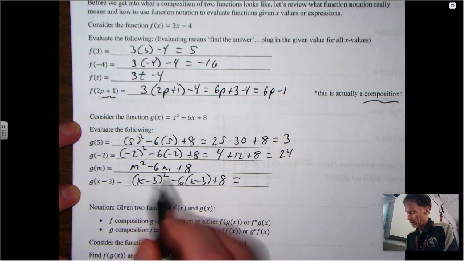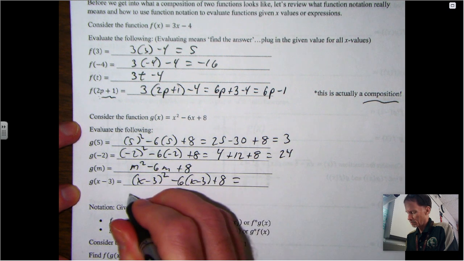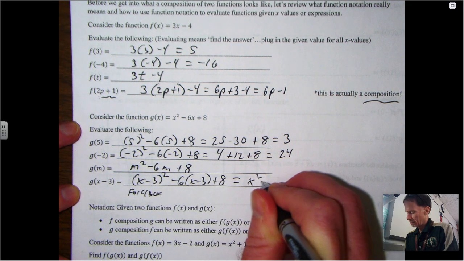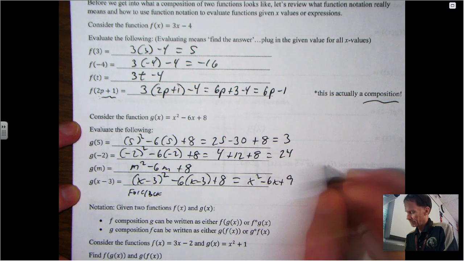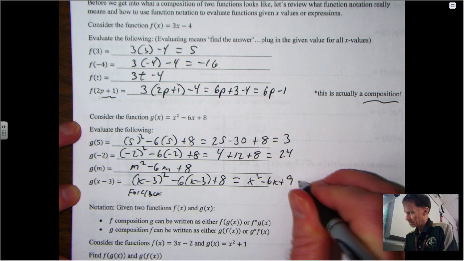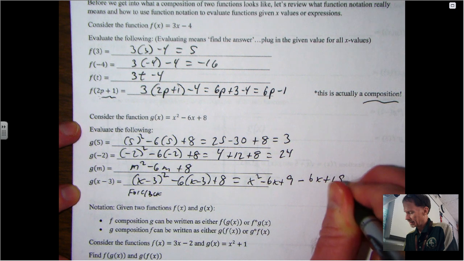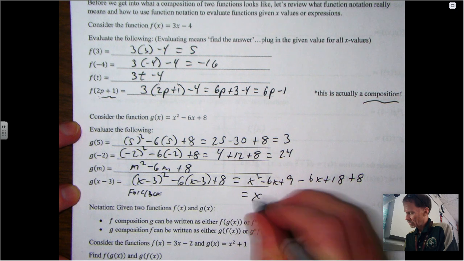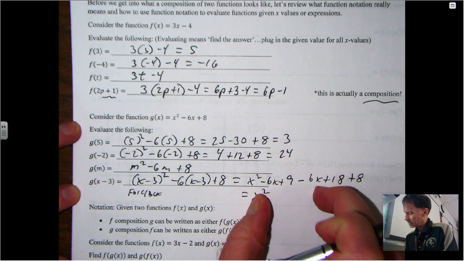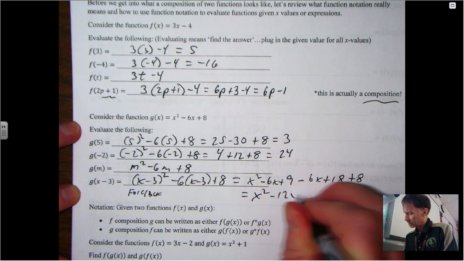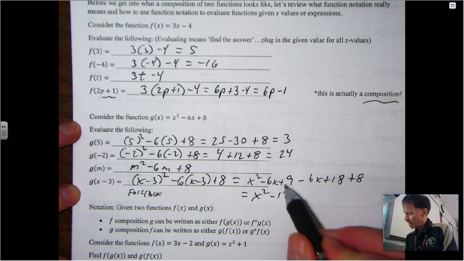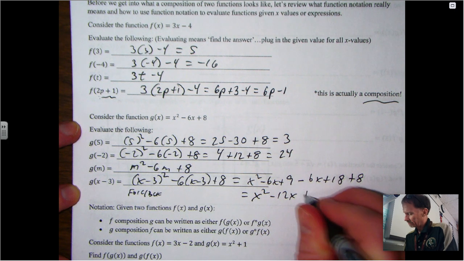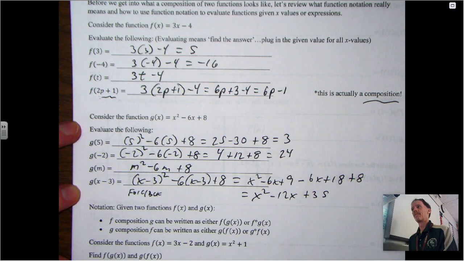And again, we can clean this up. This would be either a FOIL or box method, whatever you use. So it would be x squared minus 6x plus 9. And then when you distribute here, we have minus 6x plus 18, and then plus 8. And again, just combine your like terms. So you have x squared, minus 6x minus 6x would be minus 12x. And then we have all the constants. 9 plus 18 is 27. 27 plus 8 is 35. And that would be your final answer.